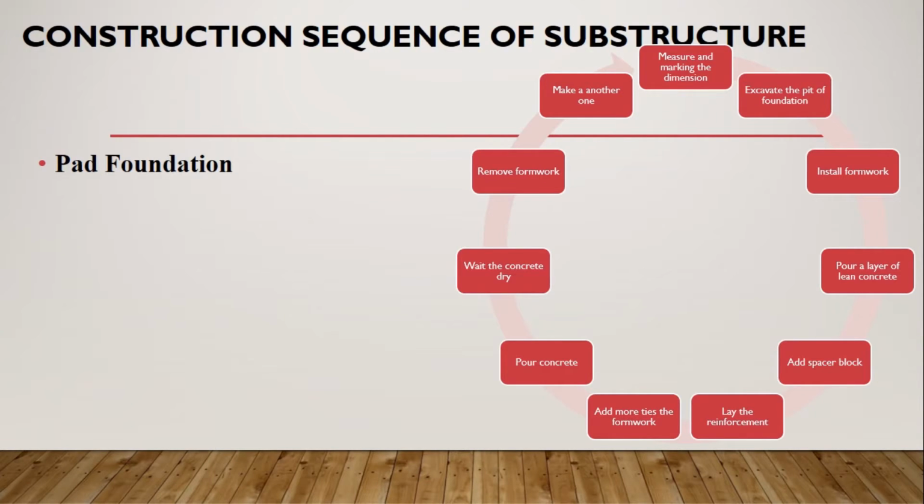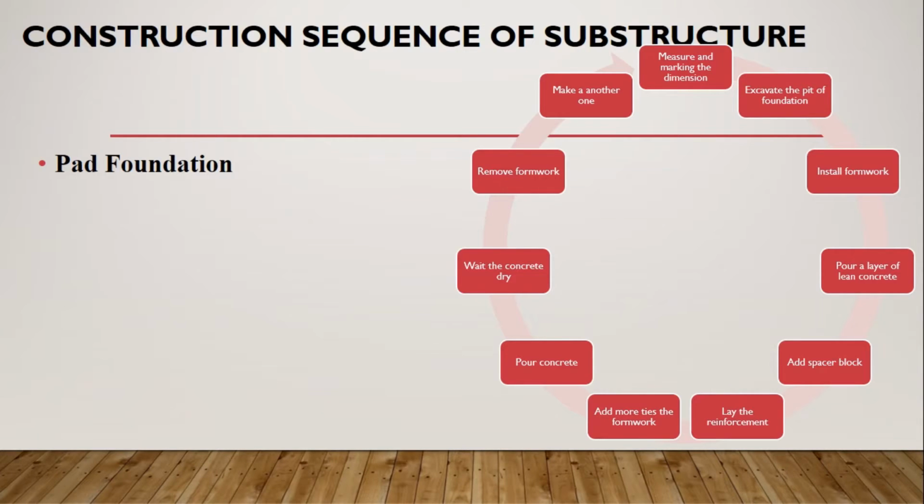Then further adjust the position of the formwork to follow the design plan. After that, add some spacer blocks on the lean concrete as concrete cover. Furthermore, erect the reinforcement for the stump. Make sure the stump is in the middle of the foundation.